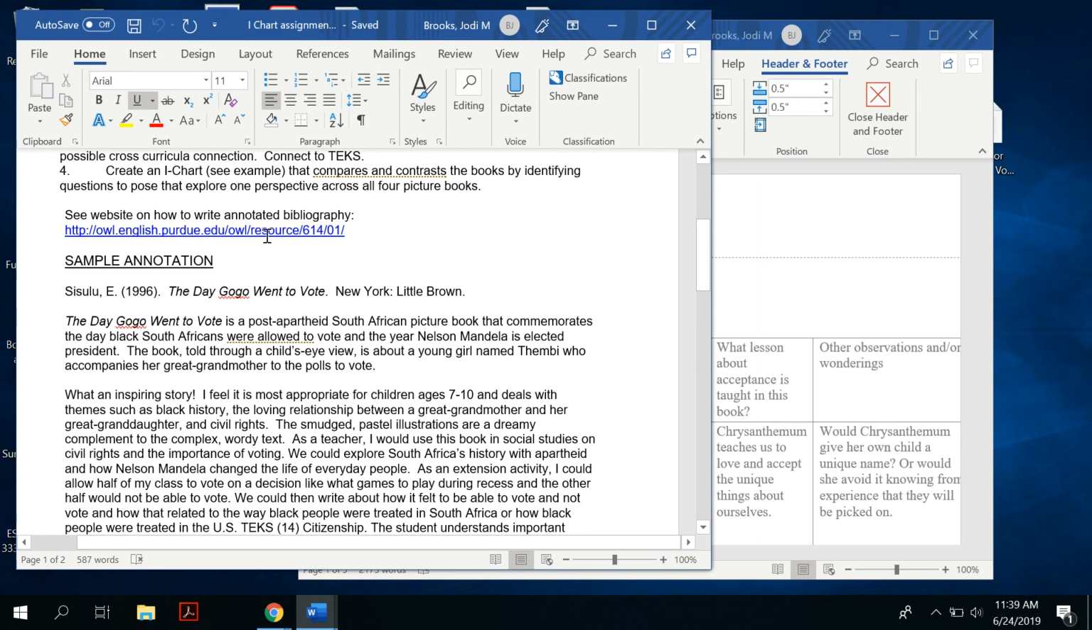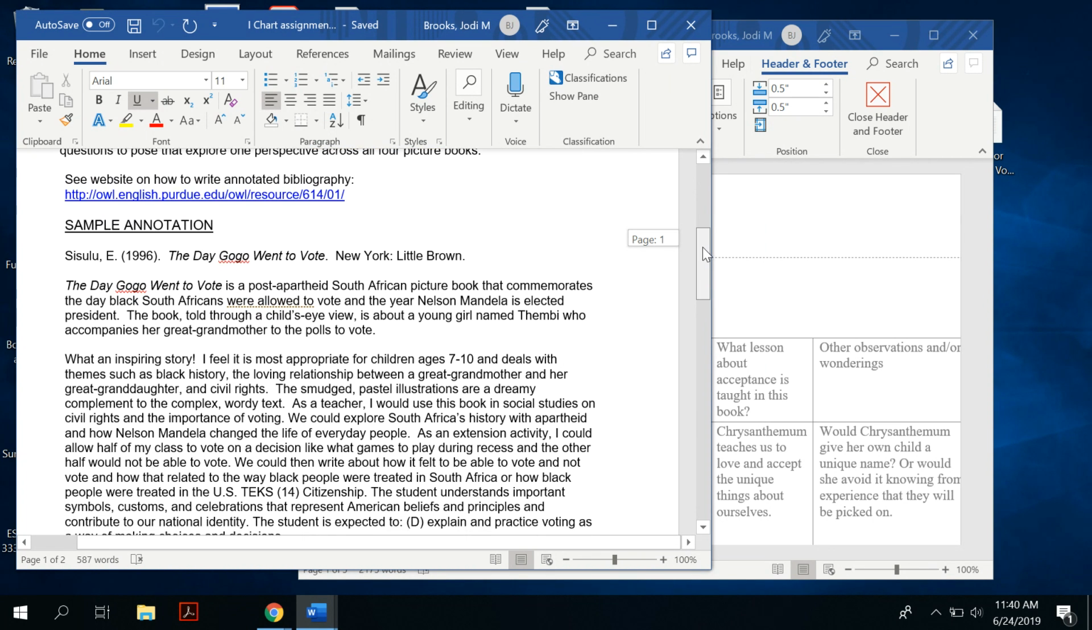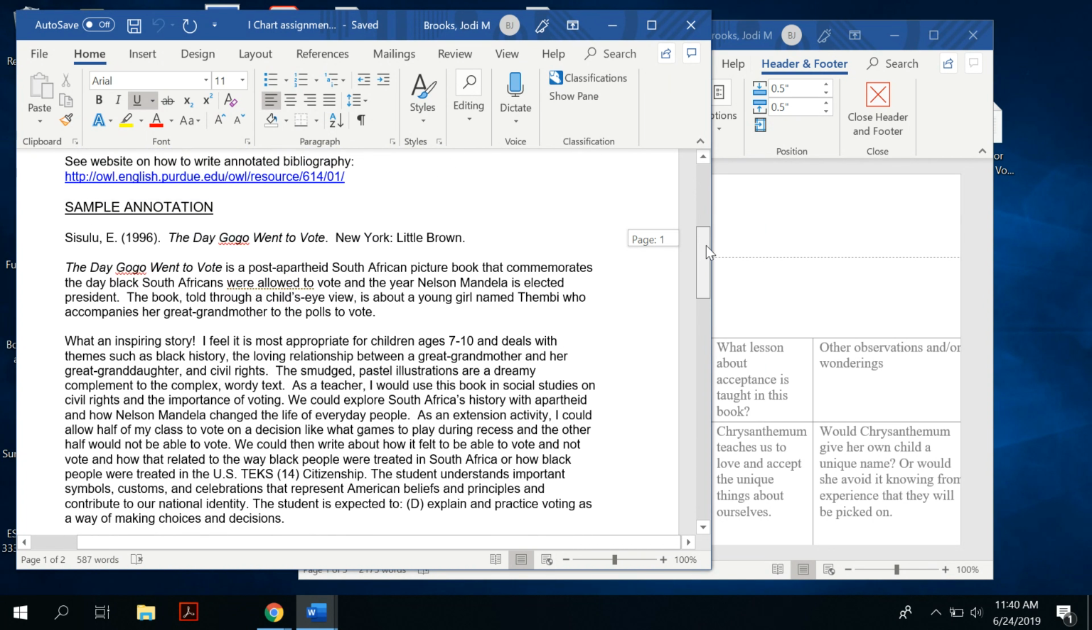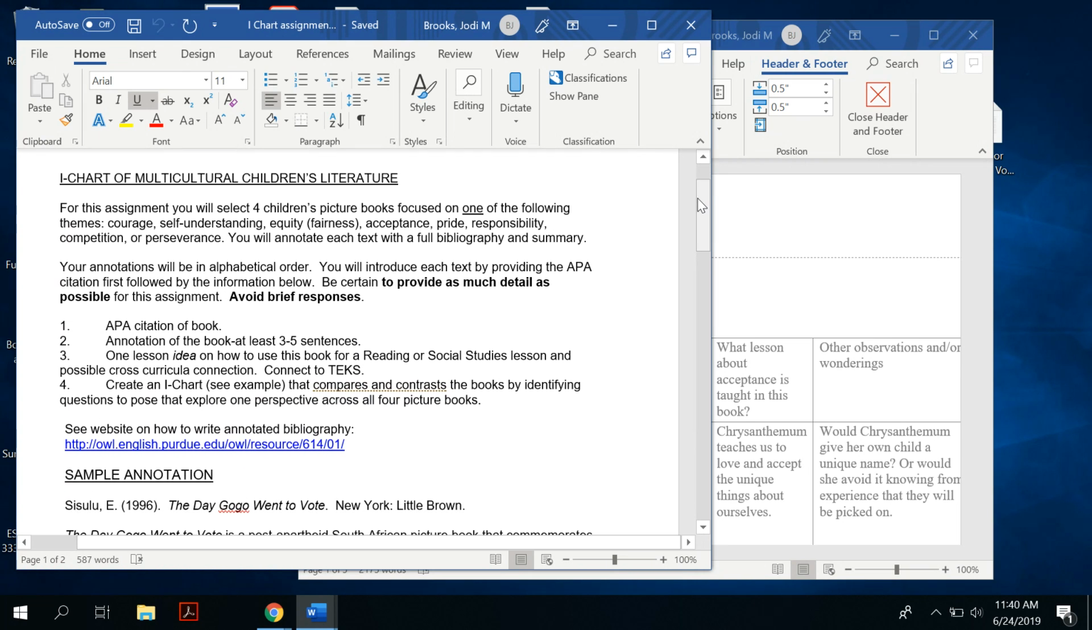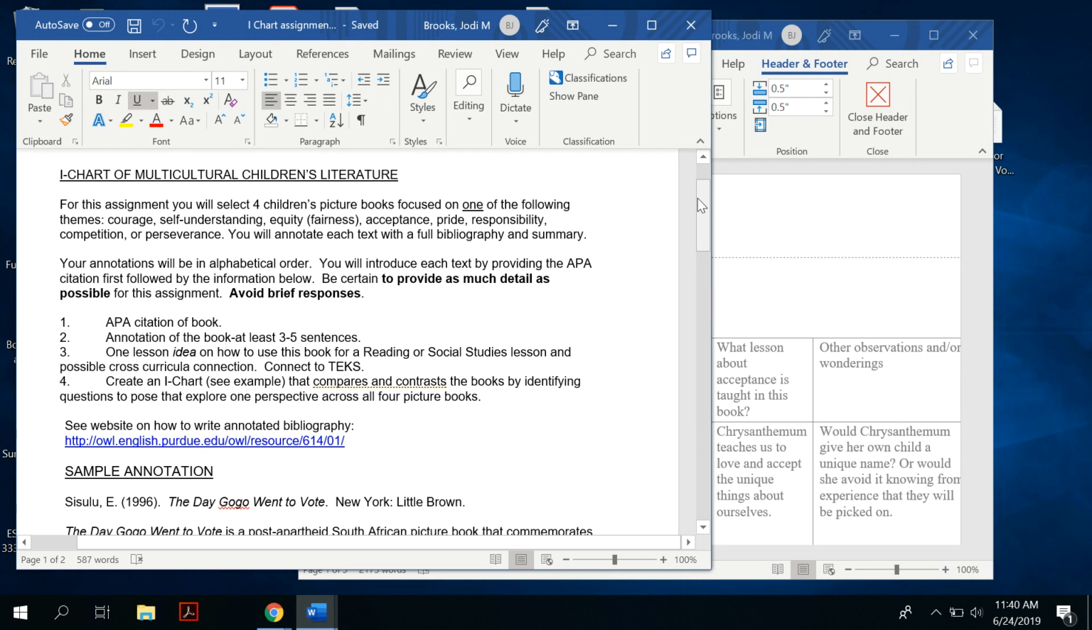The link here is also to the Purdue website for their online writing lab, which can help you annotate in APA format. The writing lab at Texas State can also help you do that. They are absolutely fantastic and will help you however you might need to if you need some help with this. That's just a quick description of the assignment. 4 books, 1 topic. You're going to create a chart and you're going to annotate each book.